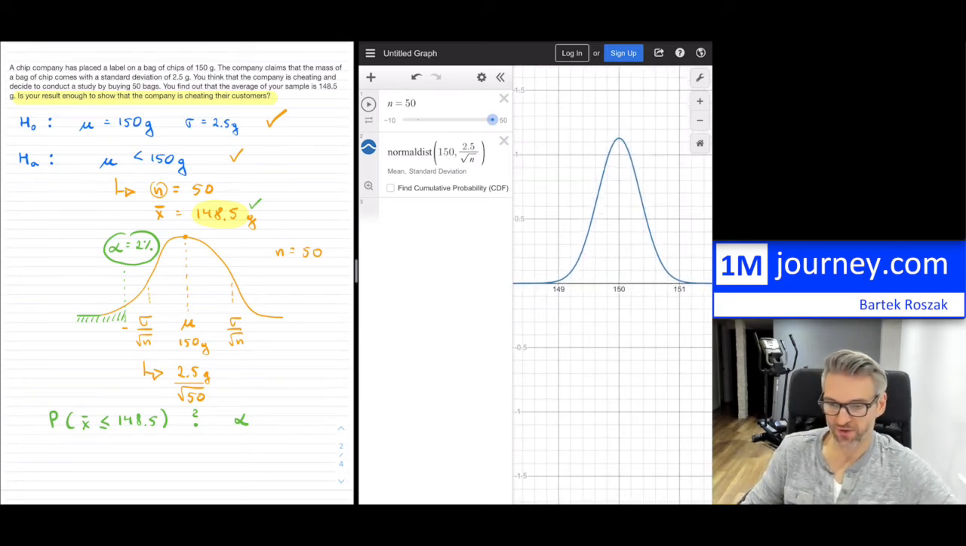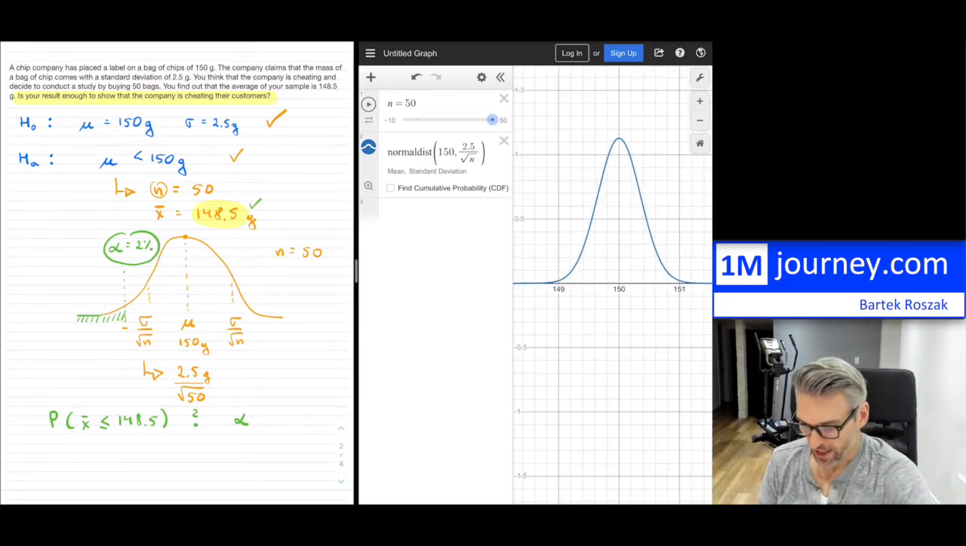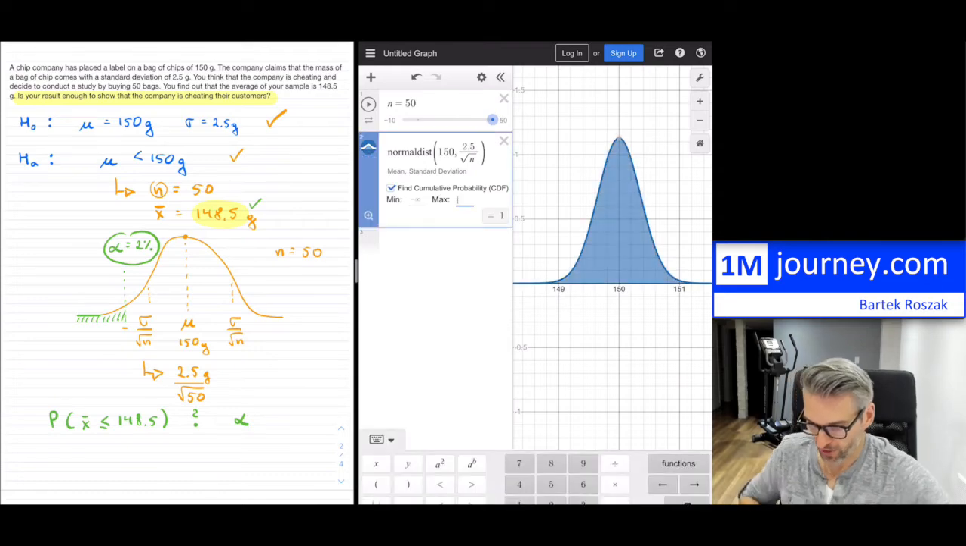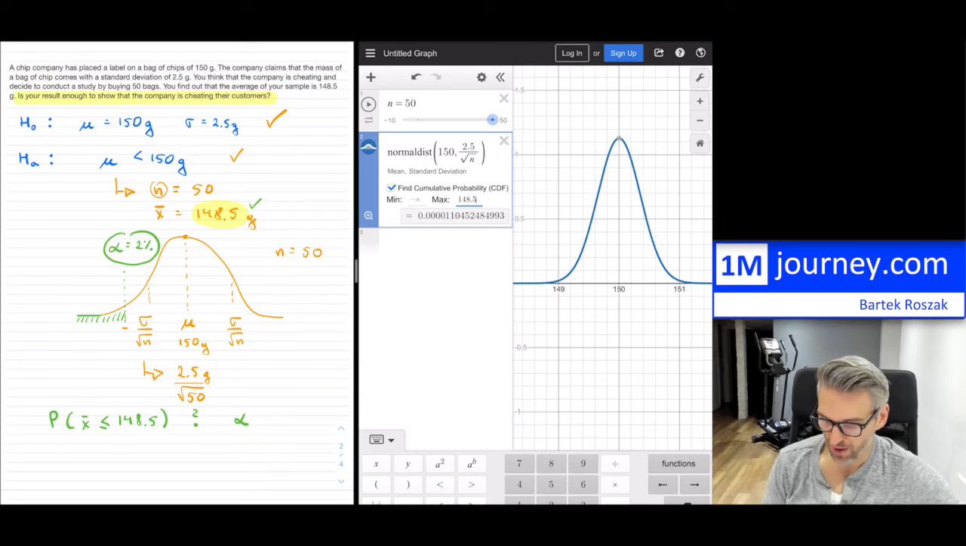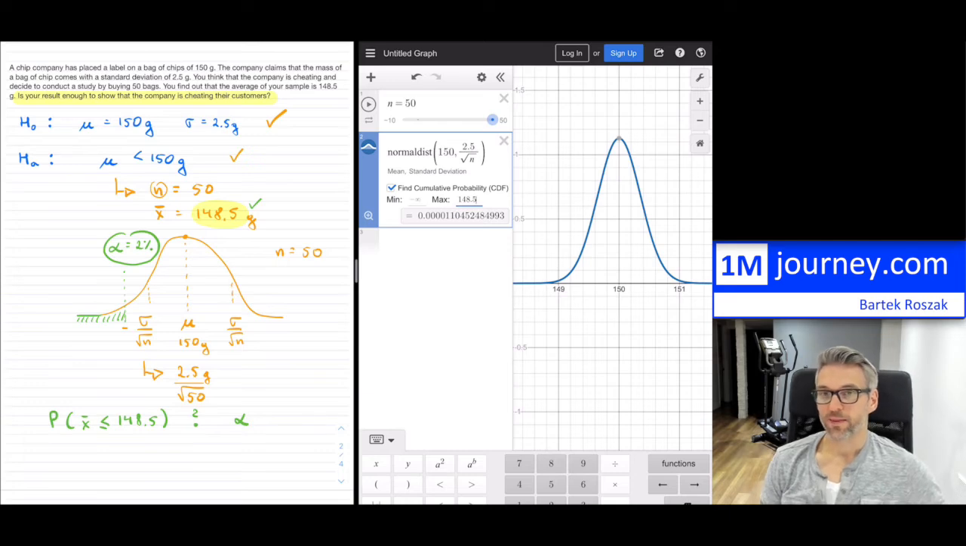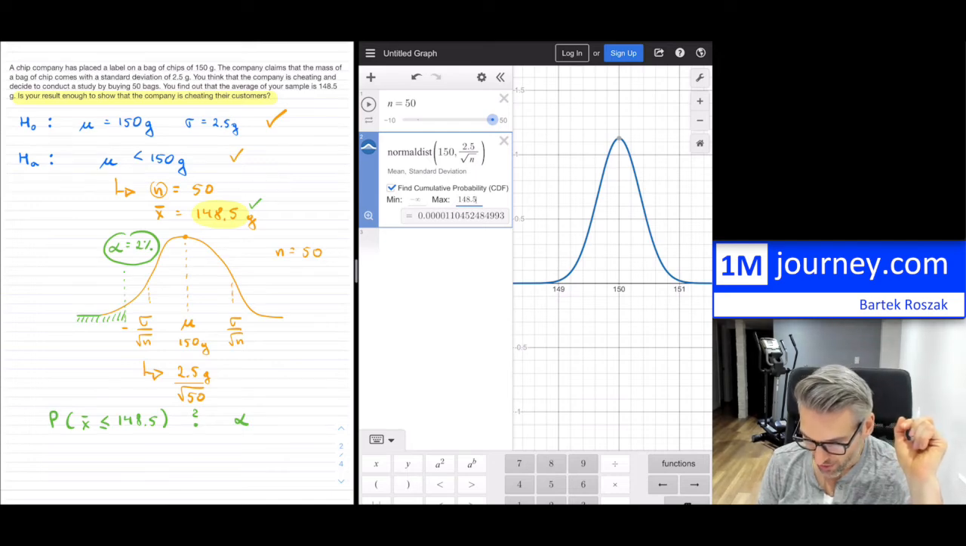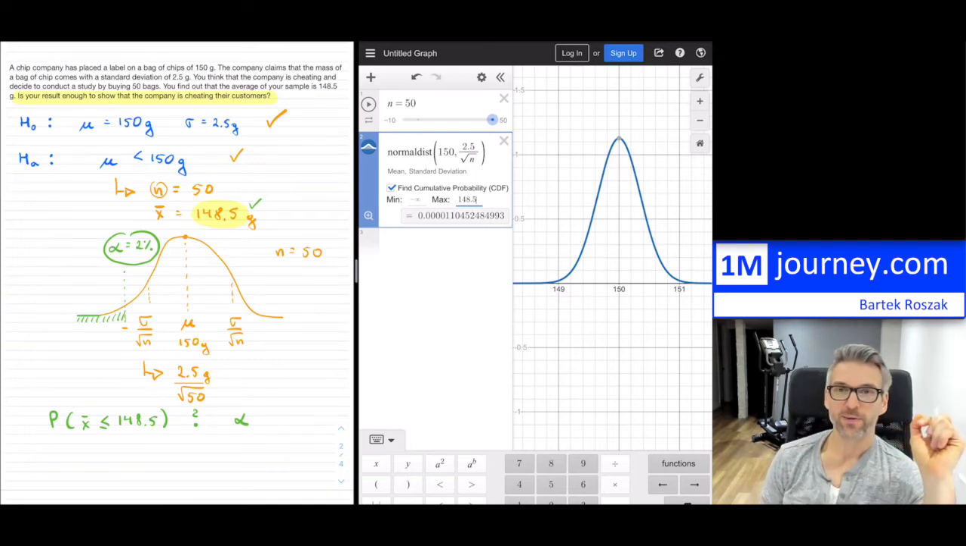Notice, within this normal distribution, what we are looking for is 148.5. What's the probability of that? And notice it's puny. It is puny. So what that is telling us, 0.000011, is definitely less than the threshold. It's way less.